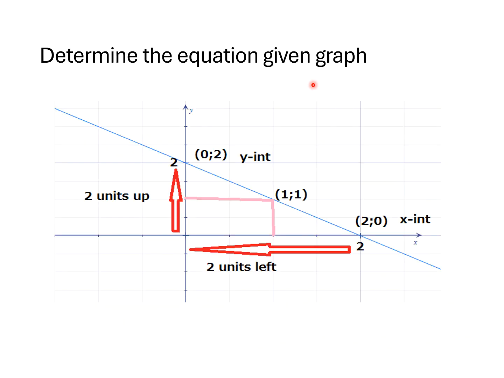Second problem, determine equation given the graph. So we have this graph that makes contact at 1 and 1, 2 and 0, and 0 and 2. It's going 2 units up and 2 units left, so 2 divided by 2, it should give me a gradient of 1, but because it is going left, it would be -1. Right, or second to fourth quadrant, normally a negative gradient.